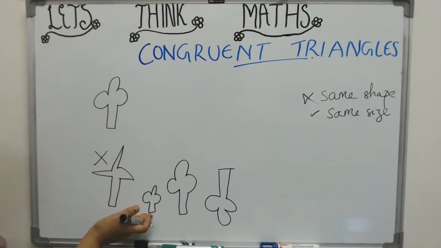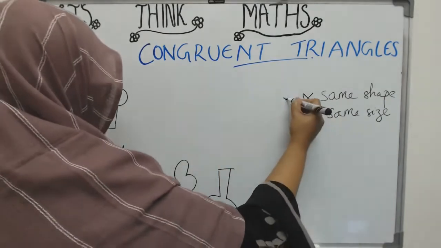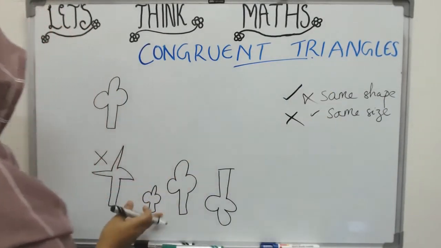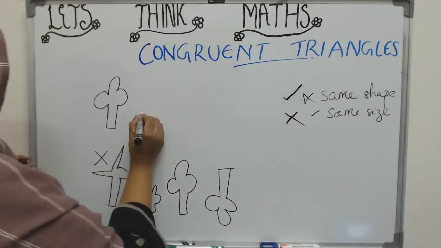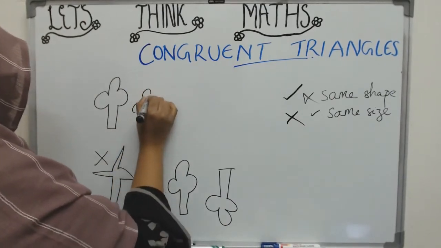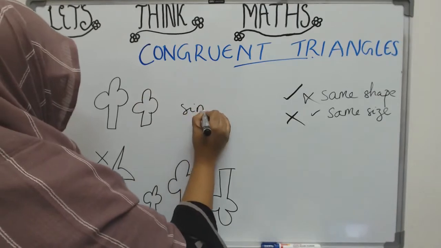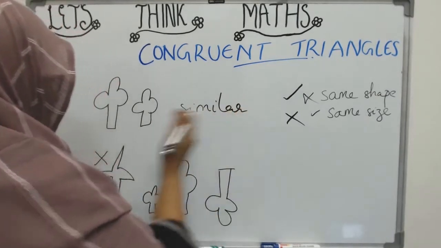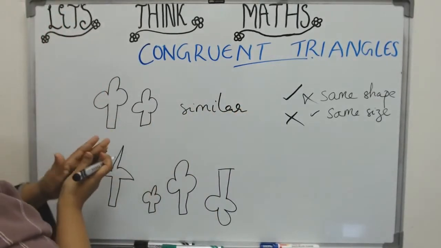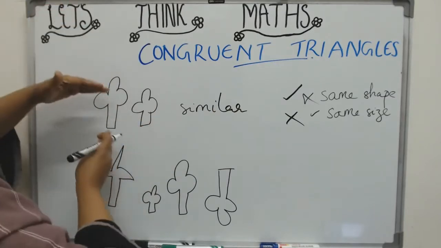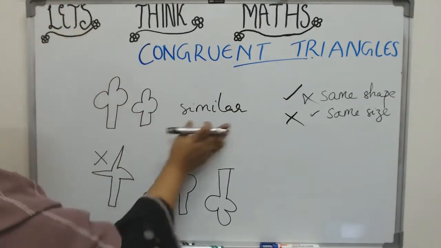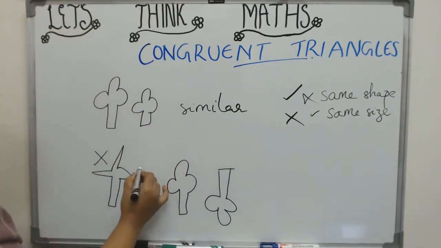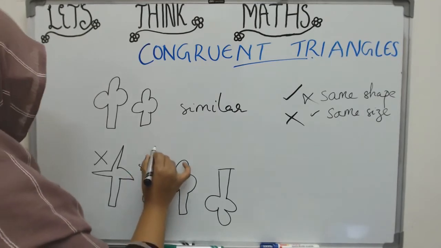Look at the next one. It has the same shape but not the same size. Such figures are called similar figures. So similar figures are figures which have the same shape but they are of different sizes. One may be bigger than the other. So this figure is a similar figure.